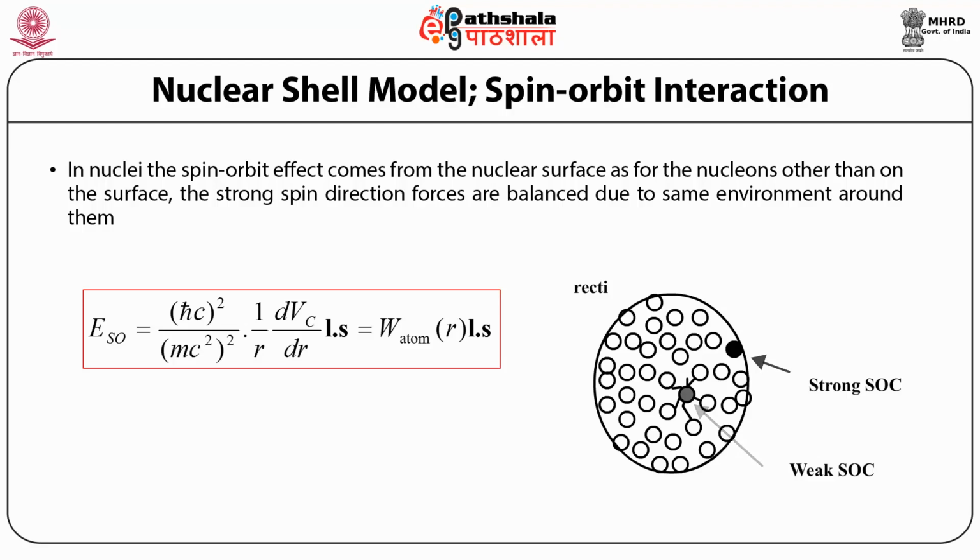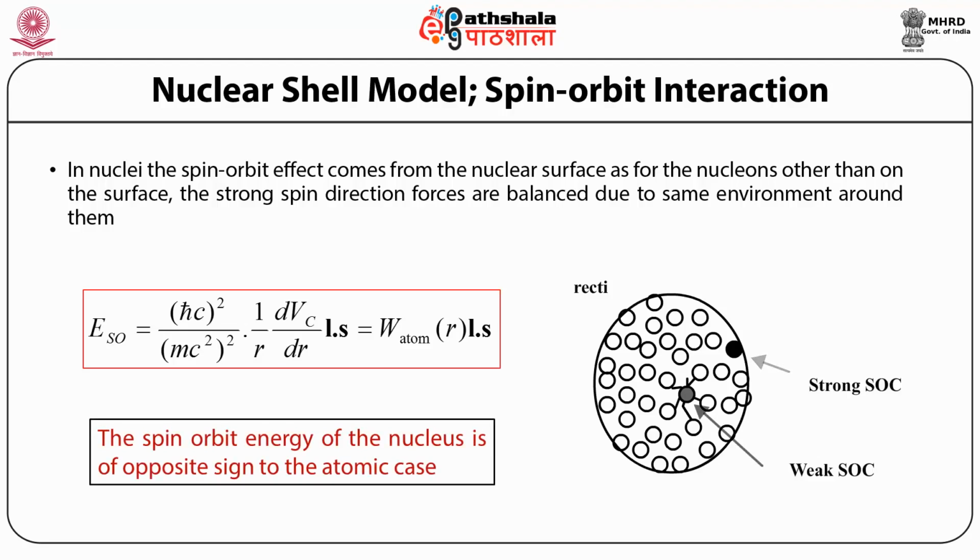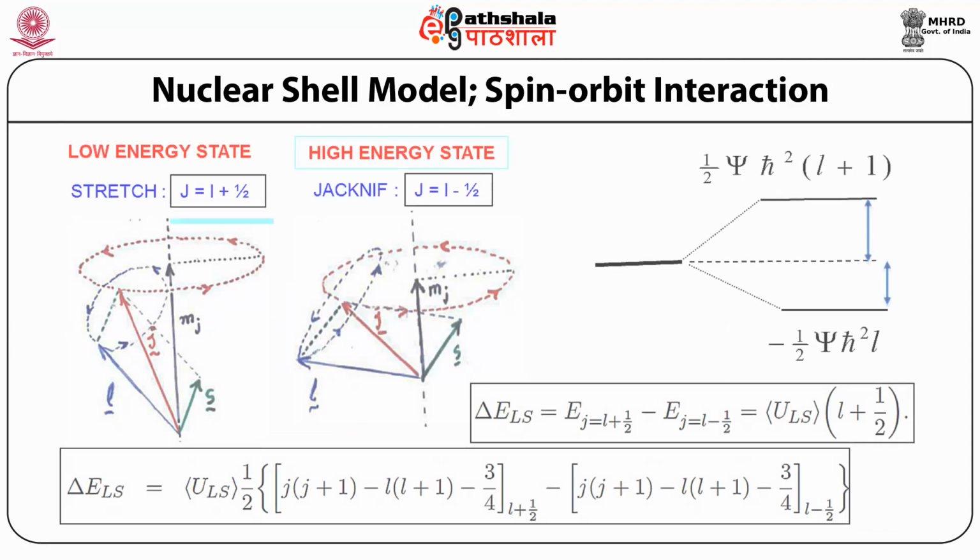In the atom the charge carriers are electrons, whereas in the nucleus the charge carriers are protons, while neutrons are neutral. So we can say that the spin orbit interaction in the case of the nucleus is of opposite sign as compared to the case of atoms. Nuclear shell model, spin orbit interaction.